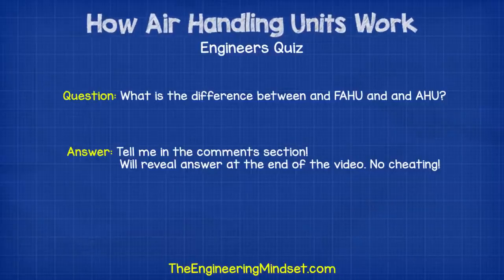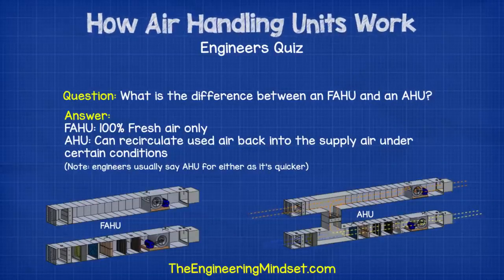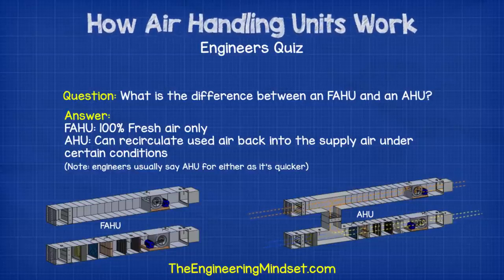The answer to the question I asked at the beginning of the video for what is the difference between an AHU and an FAHU is simply that FAHU stands for Fresh Air Handling Unit, meaning it is an air handling unit or an AHU, except it can only handle 100% fresh outside air. It does not recirculate any return air back into the supply stream. An AHU, on the other hand, can recirculate some of its return air into the supply stream. The building application and local regulations will dictate when and if this strategy can be used in a building.